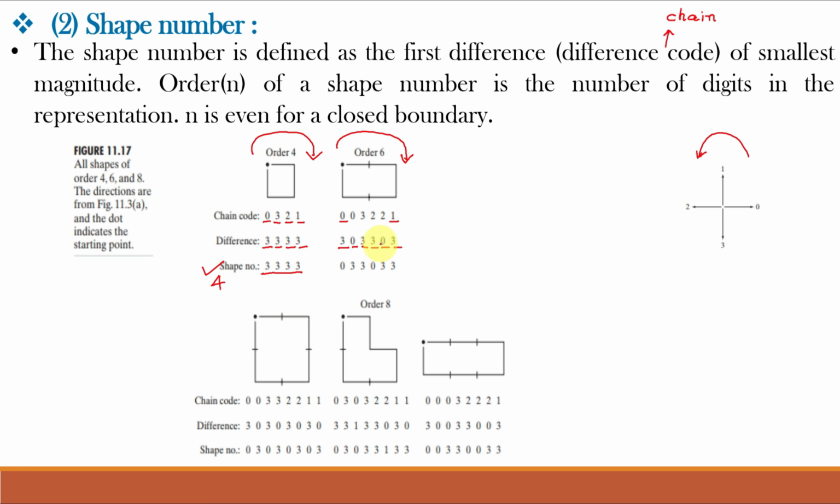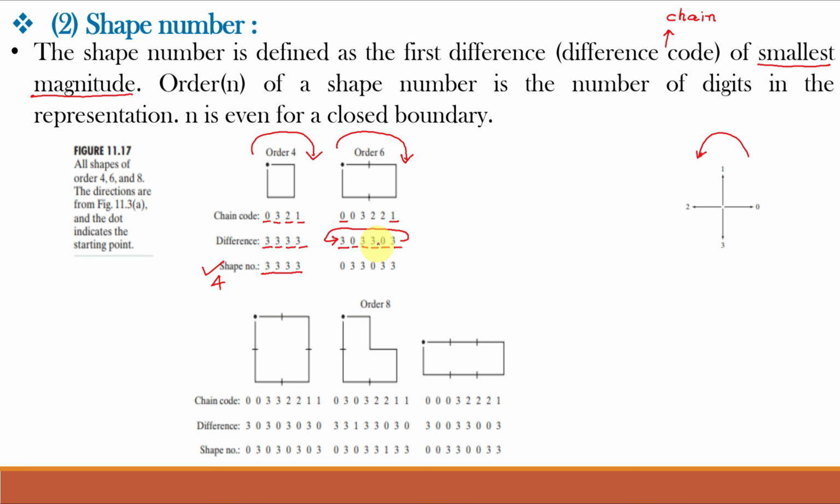So now, to make this difference of smallest magnitude, we can bring ahead this 0. Okay, so when we start writing the digits from this 0, we will write 0, 3, 3, 0, 3, 3, 0, 3 and this 3 will come at the end, because we will consider this as a circular sequence.